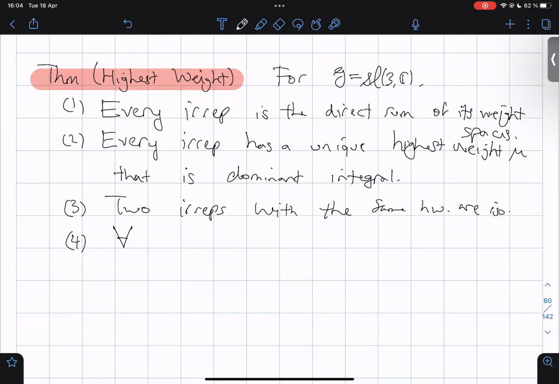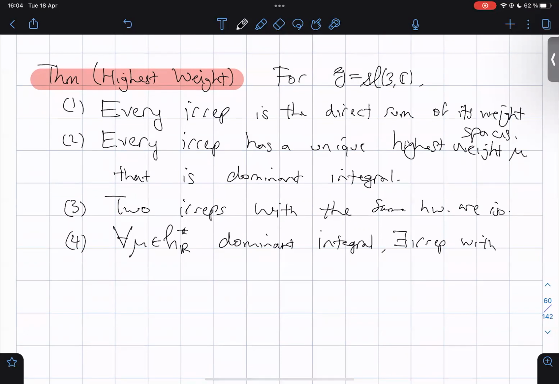Finally, the realizability question. For all dominant integral weights mu, there exists an irrep with highest weight mu.